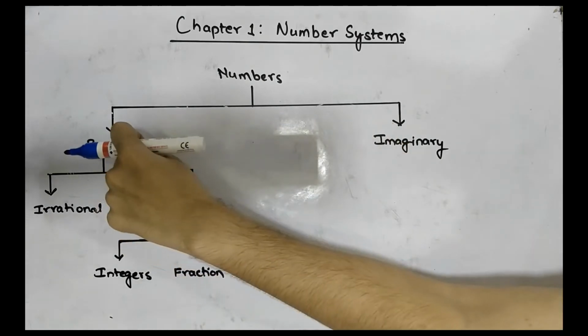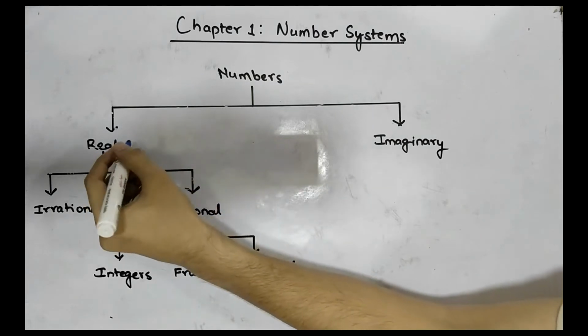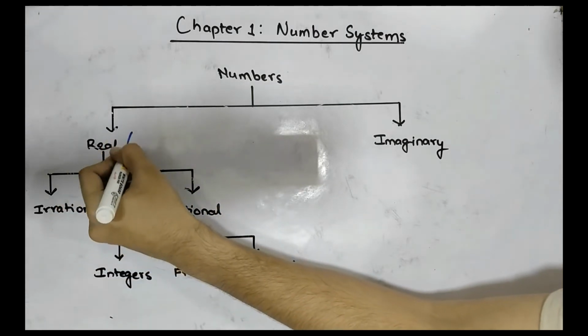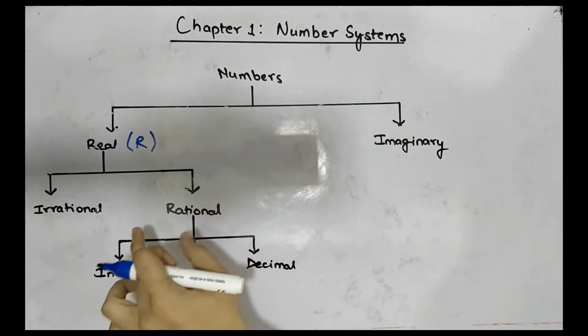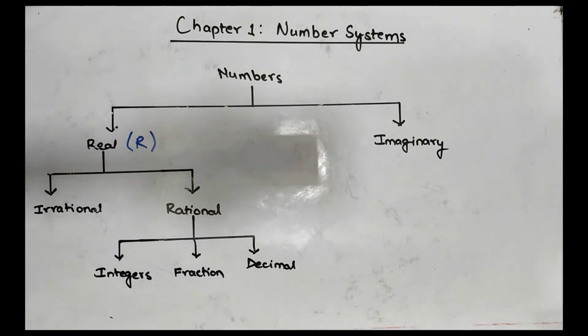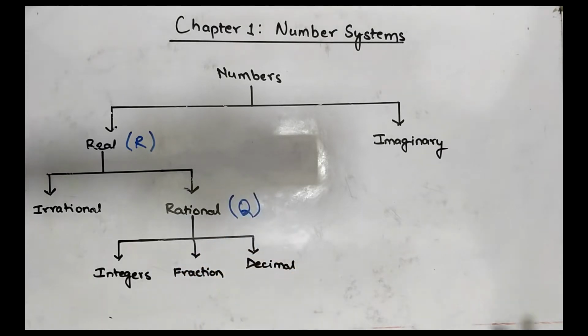Real numbers are all those numbers that can be represented on a number line, okay? So, real numbers are represented by R. The set is represented. Then real numbers are further divided into rational numbers and irrational numbers. Rational numbers are represented as Q. And then rational numbers are further divided into integers, fractions and decimals. Integers are either Z or sometimes some people write it as I.